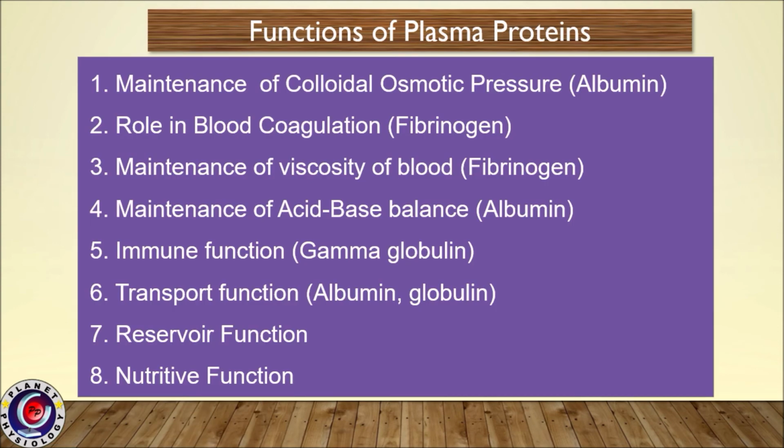Now, let us study the cumulative functions of plasma proteins. First, the maintenance of colloidal osmotic pressure, mainly because of albumin. Plasma proteins play an important role in blood coagulation, because of fibrinogen as well as various types of globulins. Maintenance of viscosity of blood is because of fibrinogen. Maintenance of acid-base balance is mainly because of albumin, because it is the most abundant protein in the blood. Then immune function because of gamma globulins. Transport function because of albumin as well as globulin.